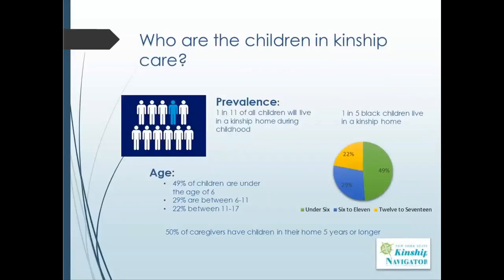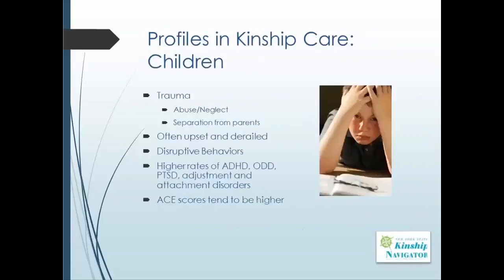And if we're taking a look at the demographics, 1 in 11 of all children will live in a kinship home during their childhood. 1 in 5 Black children will live in a kinship home. And we see about half of these children are under the age of 6. 50% of the caregivers that are taking these children on full-time have children in their home that are 5 years of age or younger.